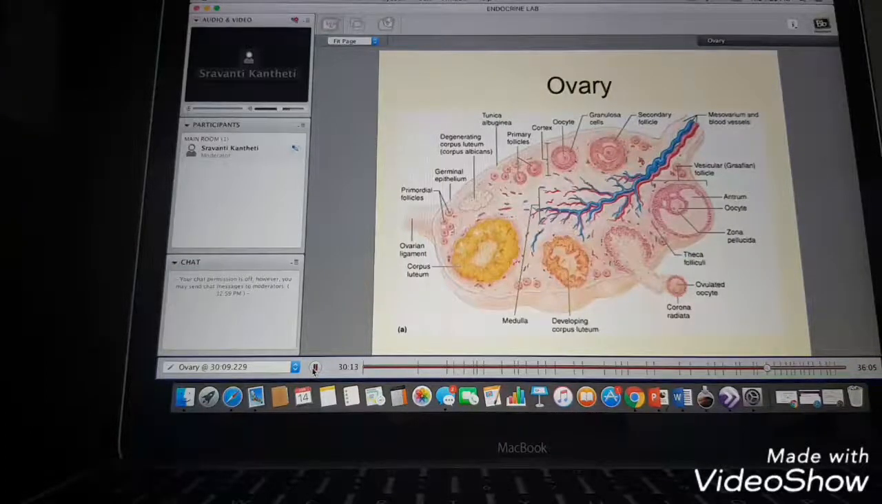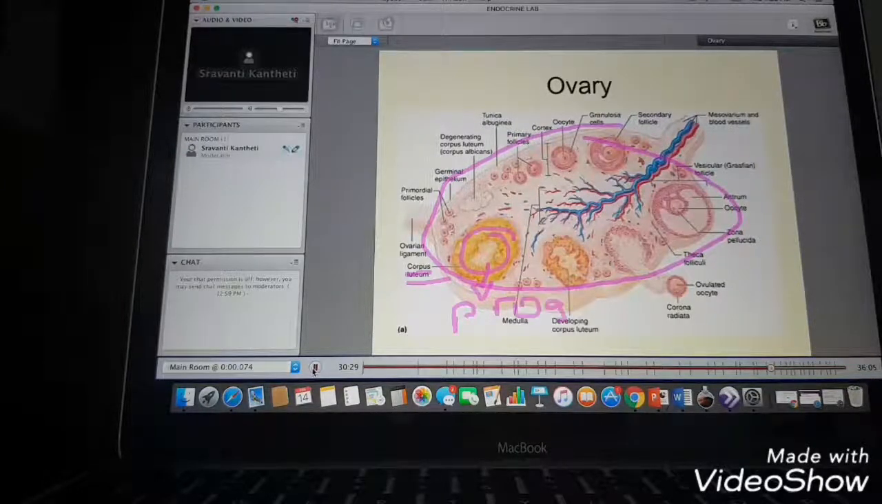Now that brings us to the gonads. This is the ovary. An ovary has so much going on. It's amazing. So you can see a big area here called the corpus luteum. The corpus luteum secretes progesterone. And it is the place on the ovary where the egg kind of spews out from.